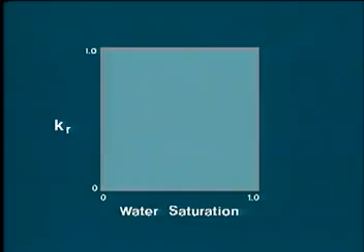Normally, a reservoir rock has a finite water saturation referred to as the connate water saturation. It is always present in the reservoir and interferes with the flow of oil. If we measure the permeability to oil on a sample core under these conditions, the resulting point is shown on our graph.